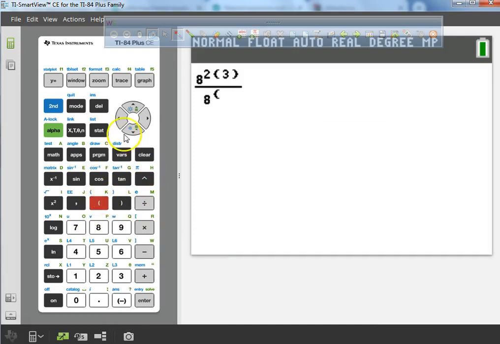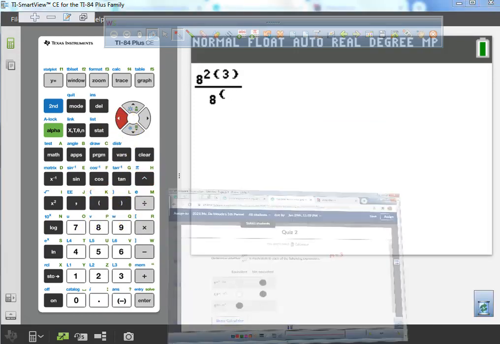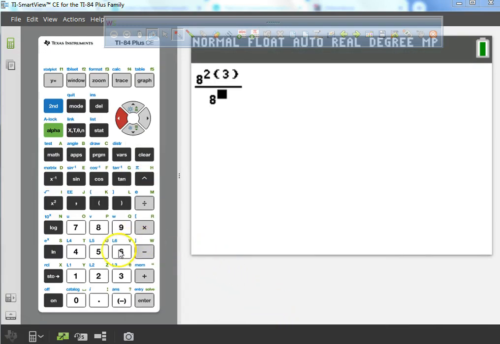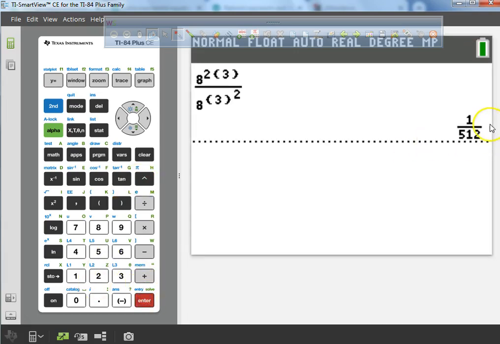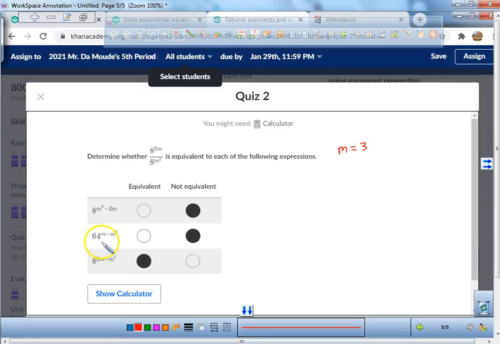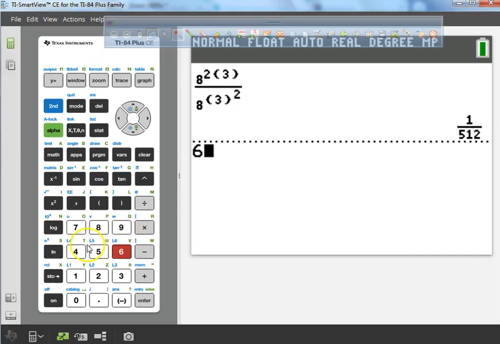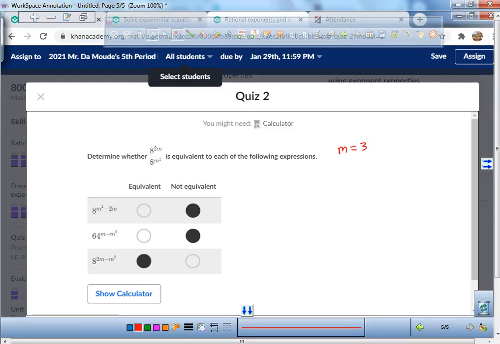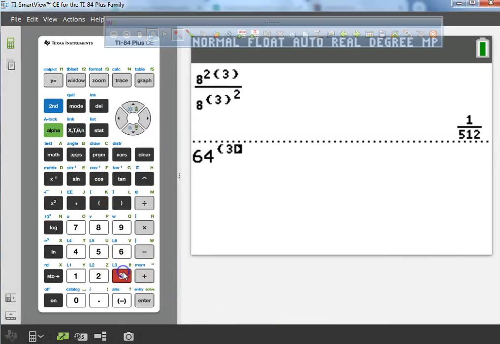let's see what we got. So we put 3, and that one's being squared. All right, we get 1 over 512. I'm going to go ahead and type it in this one, see if it works. So I have 64. I'm going to type in 64 raised to the power, open parentheses, and I typed in a 3 for m, so I'm going to put 3 minus 3 squared. Close it.